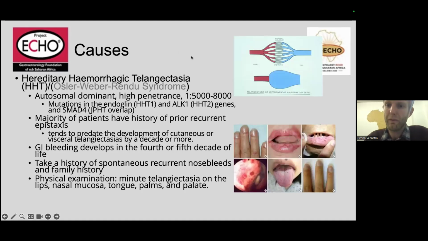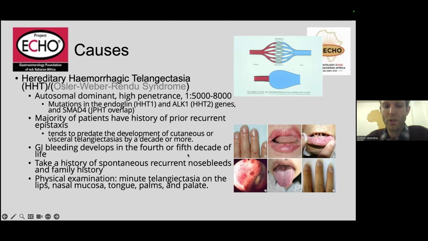So hereditary forms of angiodysplasia include hereditary hemorrhagic telangiectasia, which was formerly known as Osler-Weber-Rendu syndrome. It's autosomal dominant. It's highly penetrant, and it's actually relatively common, 1 in 5,000 to 8,000 patients, and involves mutations in the endoglin and ALK1 genes, and also the SMAD4 gene. The majority of these patients have a history of prior epistaxis, which predates any GI or visceral telangiectasias by a decade or more. And generally, GI bleeding only develops later on in the 4th or 5th decade of life.